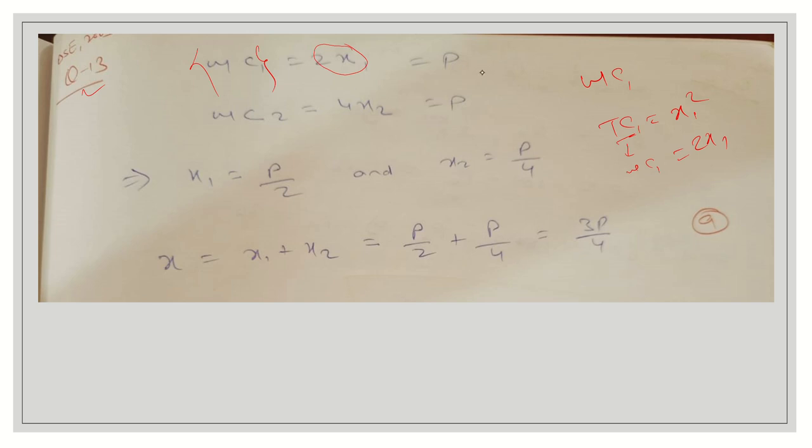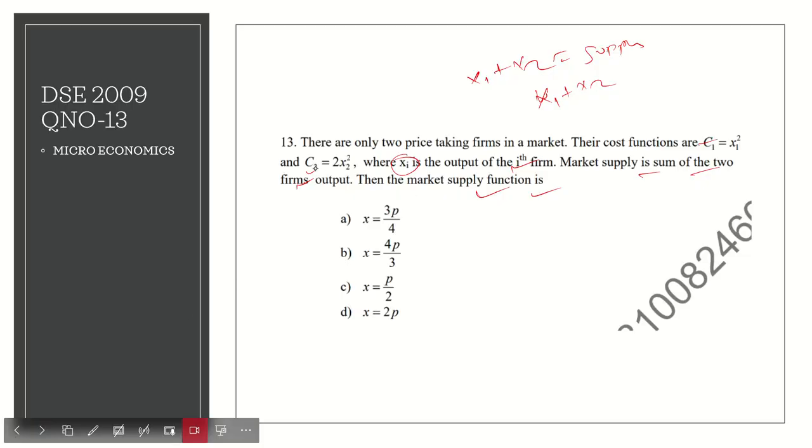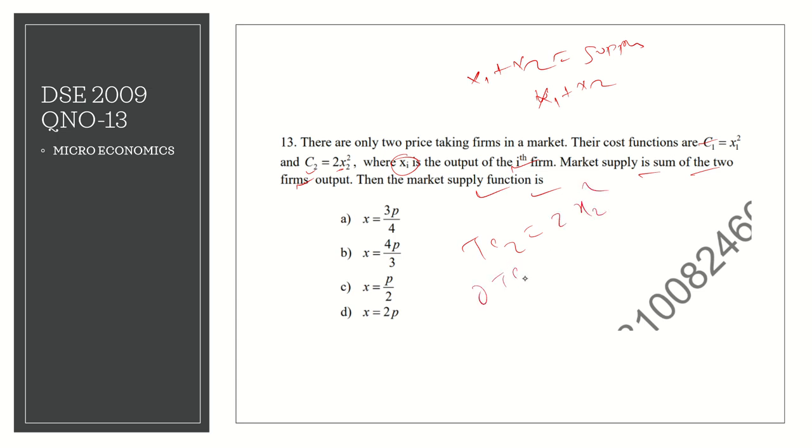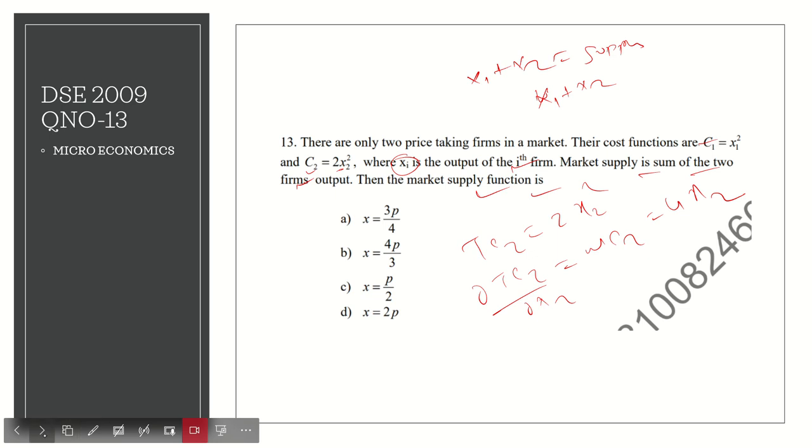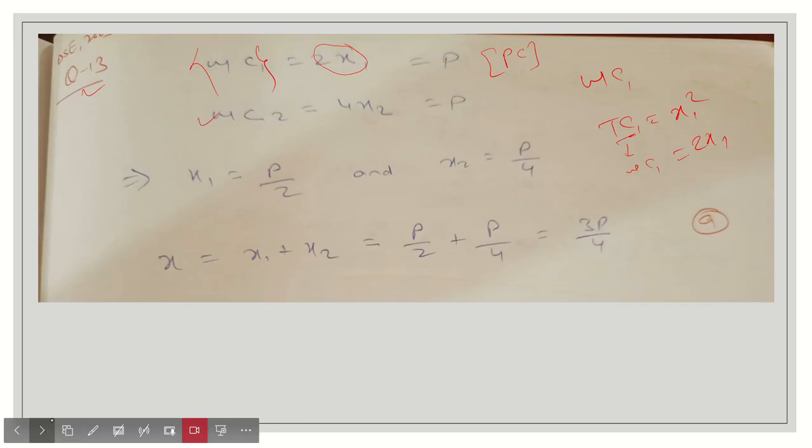And we know that in a perfectly competitive market, marginal cost is equal to price; that is the condition for perfect competition. Similarly, we have to find the marginal cost of firm 2. The total cost of firm 2, TC2, is equal to 2X2 square. When we differentiate with respect to X2, we get MC2 equal to 4X2. So that is equal to the price.